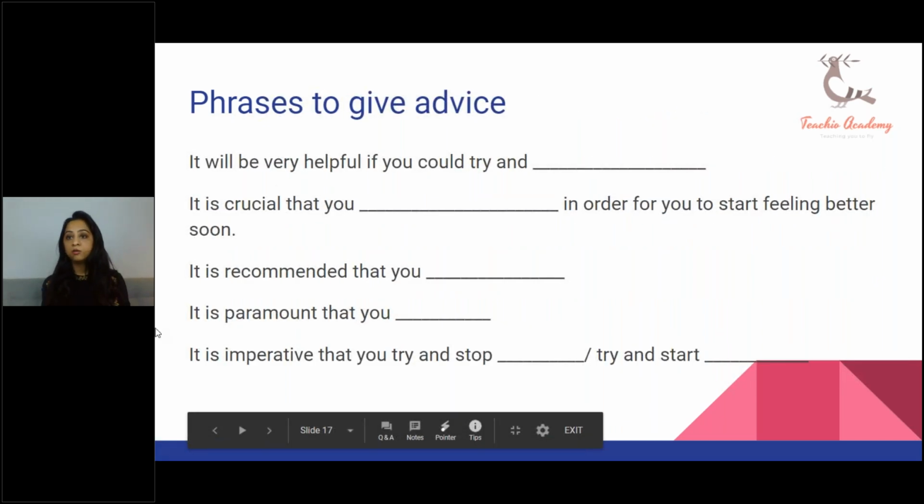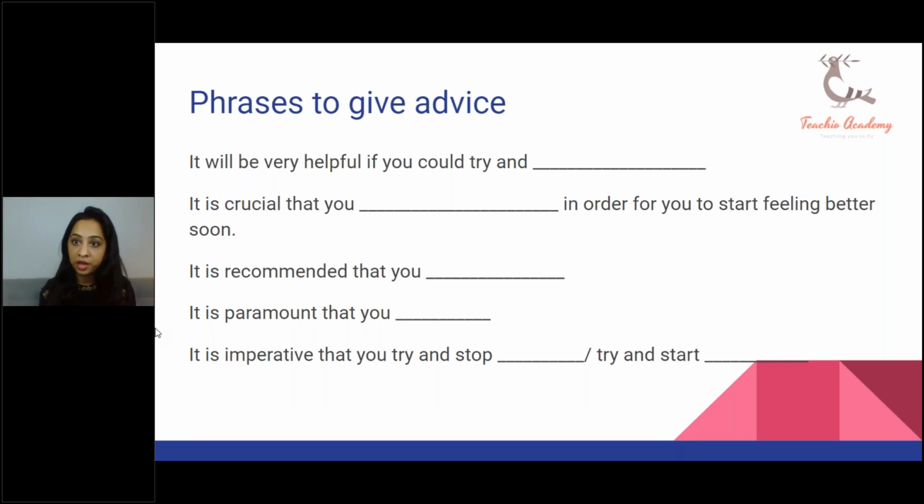All right. Now, some phrases which you can use to give advice. It will be very helpful if you could try and maintain a good exercise regime. It is crucial that you exercise in order for you to start feeling better soon. It is recommended that you exercise regularly. It is paramount that you exercise regularly. It is imperative that you try and stop smoking, or it is imperative that you try and start exercising.